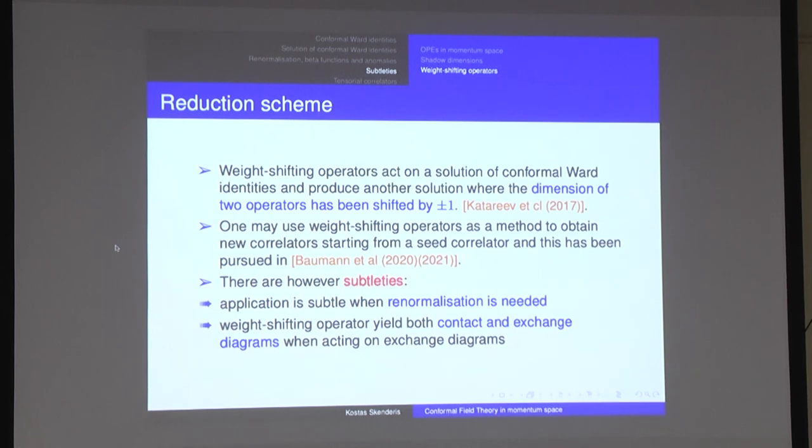But this operation also has subtleties. In this handbook paper, we gave a new construction of these operators in momentum space. The application is very subtle, one, renormalization is needed. And secondly, when you act on an exchange diagram, you generate both an exchange diagram and a contact diagram. So it doesn't act canonically in the space of different types of correlators. For some of the things they've done, the majority of the formulas they give are correct because they're in a very special case. But generically, one needs to be very careful when you use these methods. Actually, in hindsight, it's easier to just compute them from scratch rather than using this method and taking care of the subtleties. And at the end, it's more work.